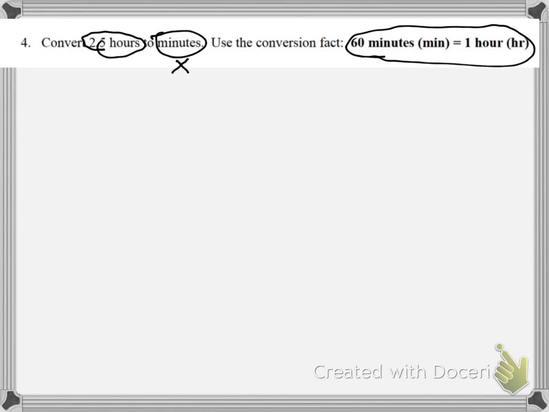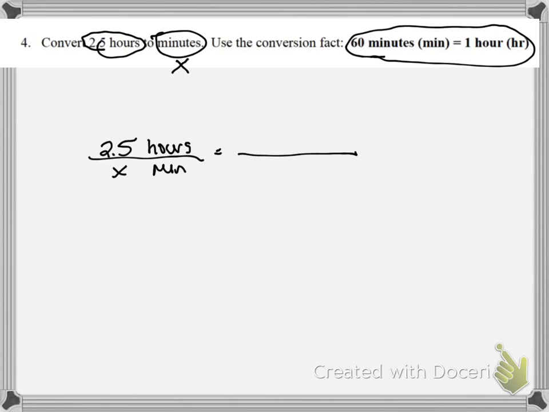It says convert 2.5 hours to minutes. So this is my known quantity. Okay, I don't know how many minutes that is, so I'm going to put X here. But I do know that 1 hour contains 60 minutes. So let's set up our proportion. So we have 2.5 hours is X minutes.